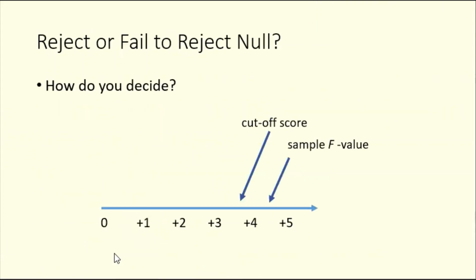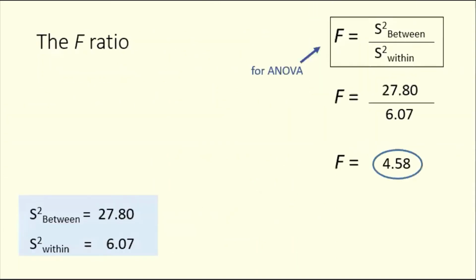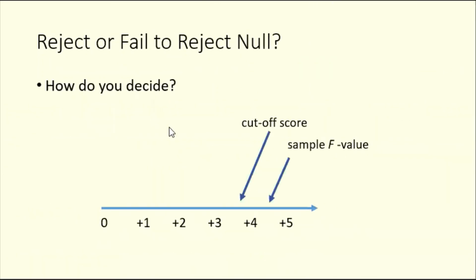And so you can see our number line here. I like to draw these out. I encourage you to do the same. And you can go ahead and draw that positively skewed F distribution if you'd like. I just have this number line here, which is also fine. I'm starting at 0 since that's how our F distribution will be. And remember that our cutoff score was 3.89 and our sample F value that we just calculated was 4.58. And so that sample F value is going to be more extreme, further in the tails than our cutoff score. And so we're going to reject our null hypothesis.